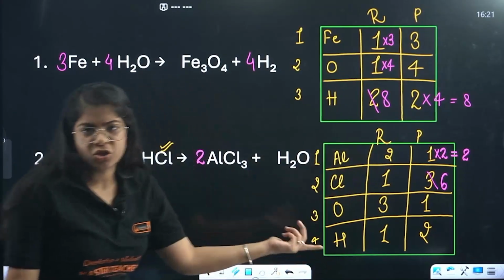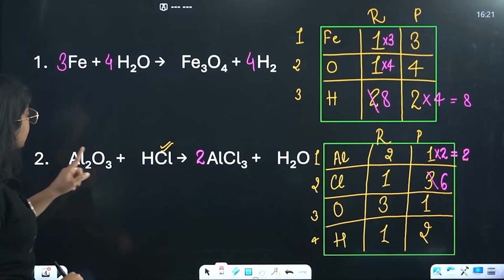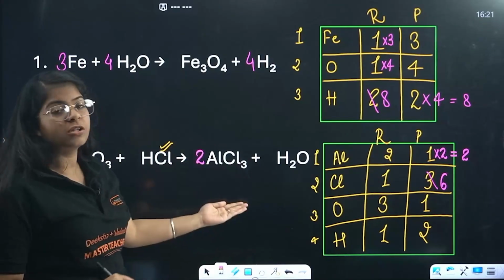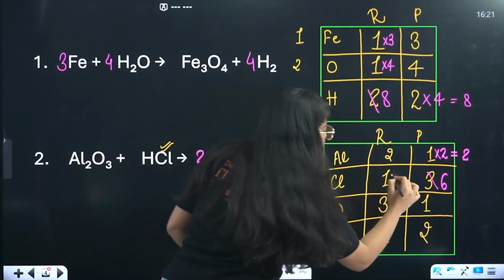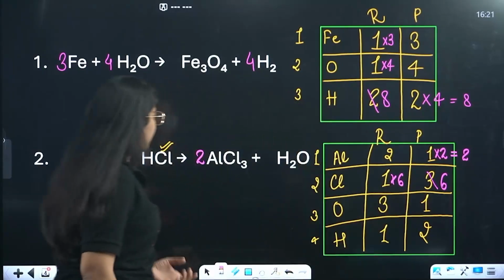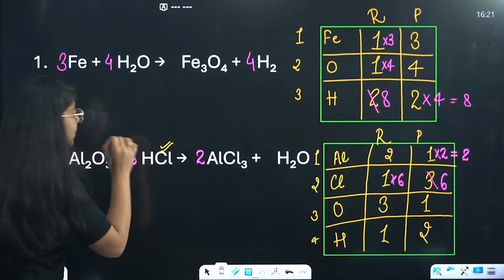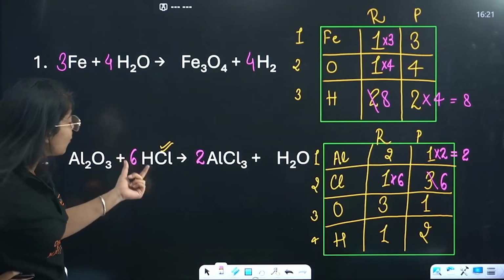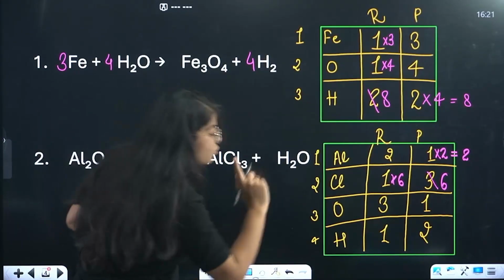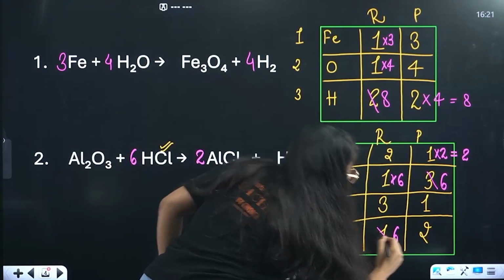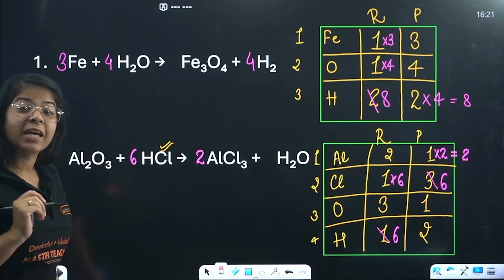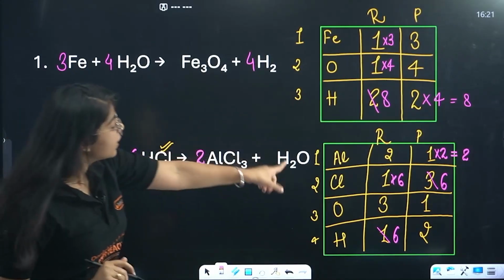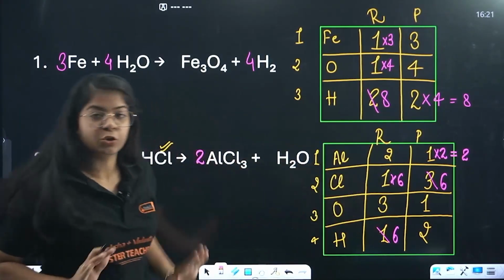Now let's move on to chlorine. Chlorine is 1 here and chlorine is 6 here. So I'll just multiply this 1 with 6. How easy is that? But again, you unbalanced hydrogen. So now on the reactant side, hydrogen is not 1, it became 6, and on the product side it is still 2.